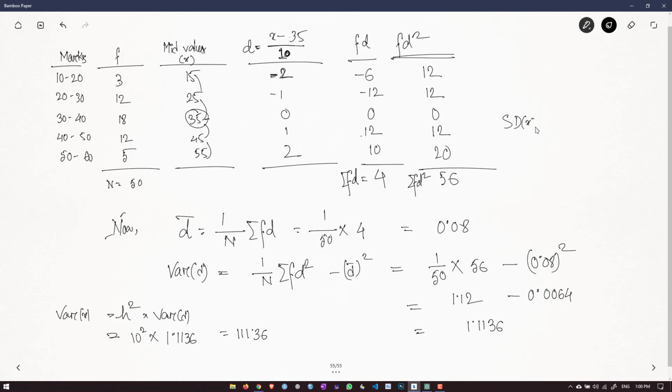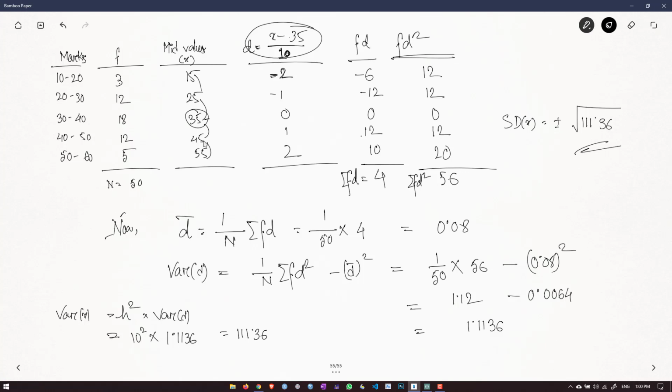So the standard deviation of x will be plus minus root over 111.36. See how the calculation is drastically reduced when you use this approach. So this is how we calculate standard deviation for different types of data: discrete, discrete grouped and continuous grouped data.